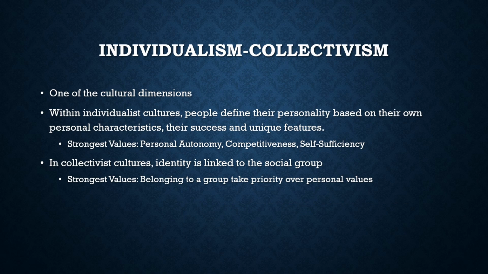So one of the cultural dimensions we're going to talk about right now is this idea of individualism versus collectivism. And again, this is one of the cultural dimensions. So within individualistic cultures, people define their personality based on their own personal characteristics, their success, and their unique features. So the strongest values would be personal autonomy or independence, competitiveness, self-sufficiency. In collectivist cultures, identity is linked to the social group. So the strongest values in this one would be belonging to a group, which takes priority over what we need individually or our personal values.